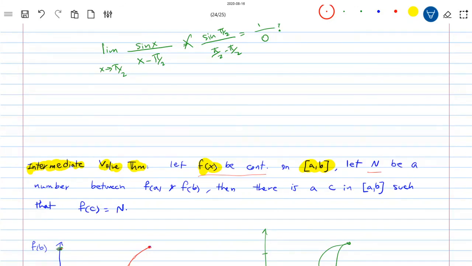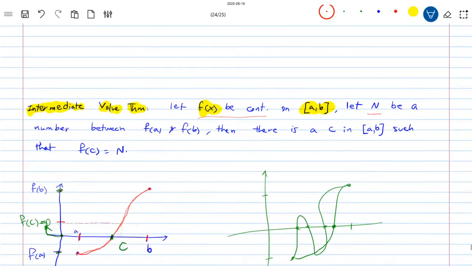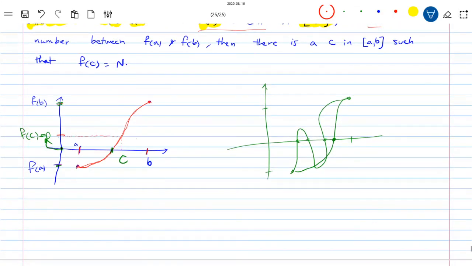In numerical analysis, I think there was a method, Newton's method or something. You divide the intervals and keep going to figure out the zeros of the function. This is very useful.